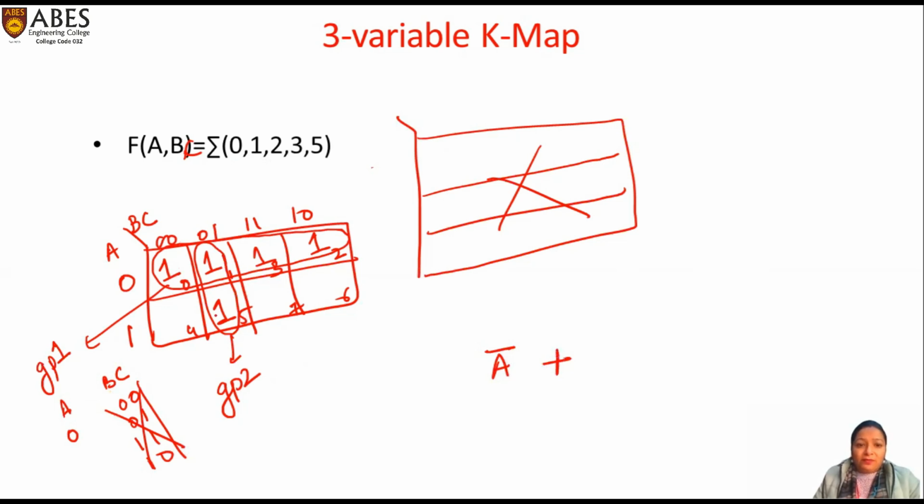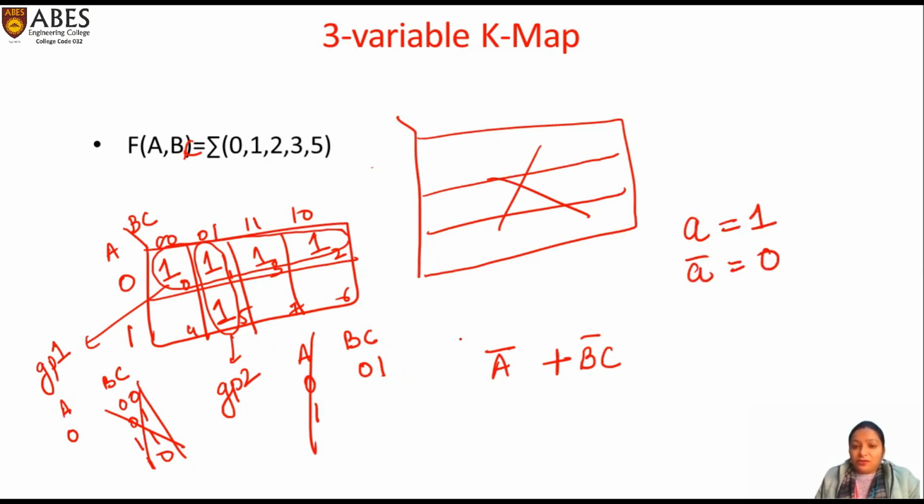Plus, coming up to group 2, here we can see the value of A is 0, 1 and BC is 0, 1, right? A is not constant, so B is 0, that is B bar, and C. We know that in sum of product form, if a variable is in direct form, it is written as 1 and its complemented form is written as 0. So the answer will be A bar plus B bar C.